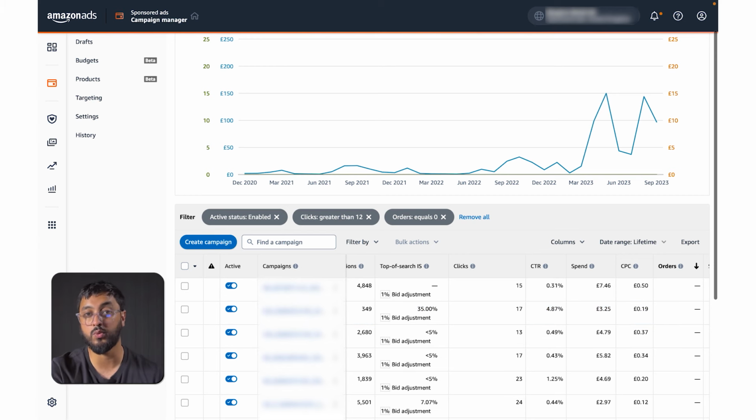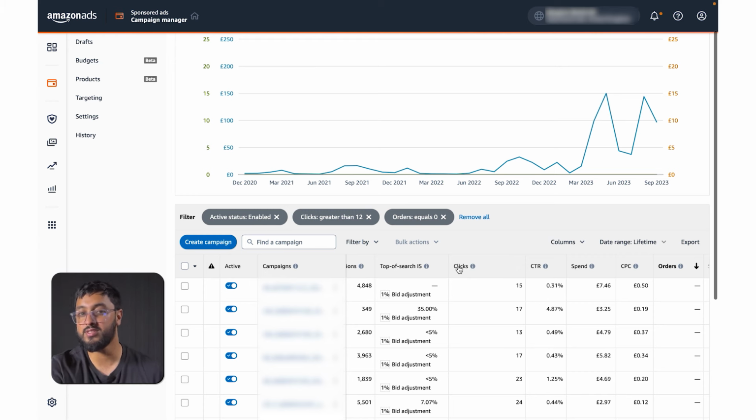So if you see here, I have 2 campaigns on the screen that are active. One has 15 clicks and £7.46 in ad spend, and the other has 17 clicks and £3.25 in ad spend. And the reason we have these 2 campaigns running and a few others below that, number 1, we are at a stage where we want to capture as much market share as possible. And number 2, they don't really cost us a lot.